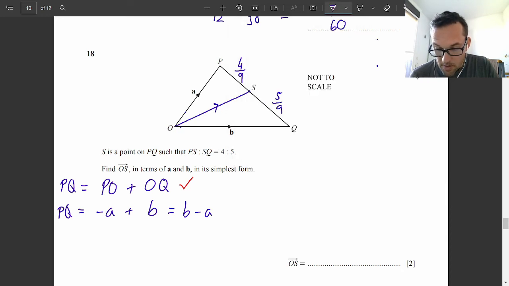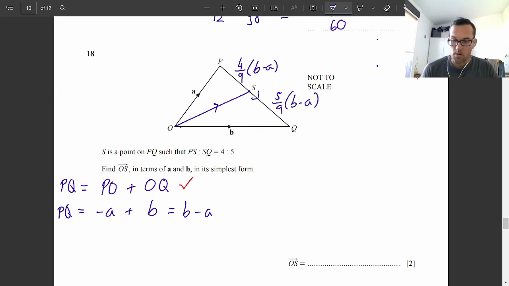Okay, so now that we've got PQ, which is B minus A, or rather, if we want to use the piece of information given to us before, PS is 4/9 of B minus A, and SQ, remember we're going in this direction, is 5/9 of B minus A. So we got those parts of the line. Now things have become a bit easier, right? We just need to pick a route of getting from O to S. I'm going to pick this route simply because A is first in the alphabet.